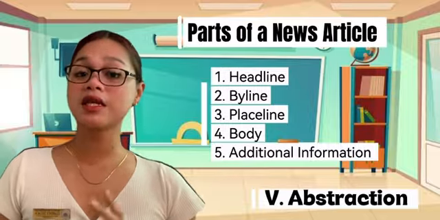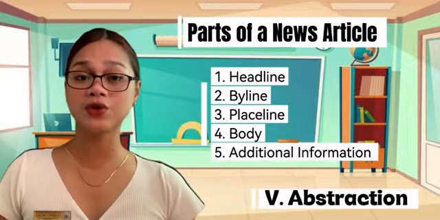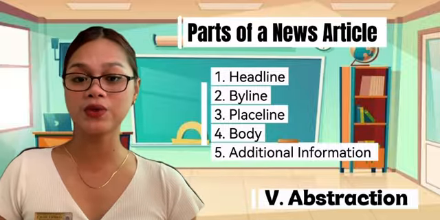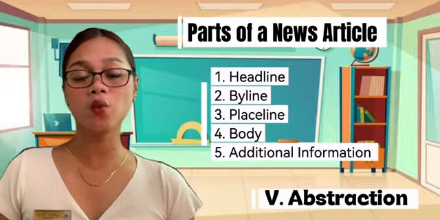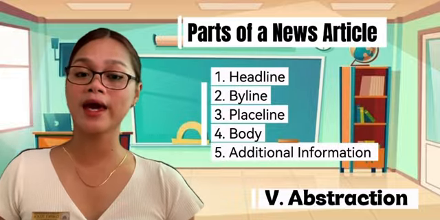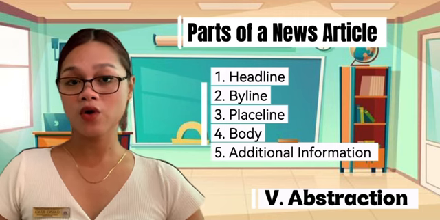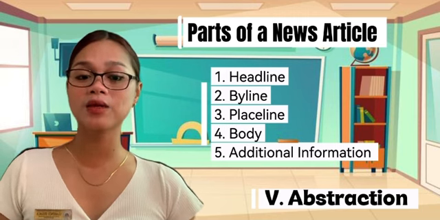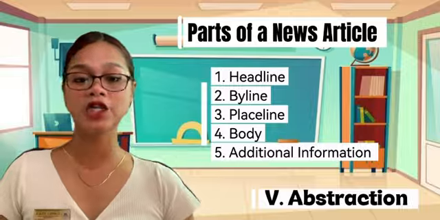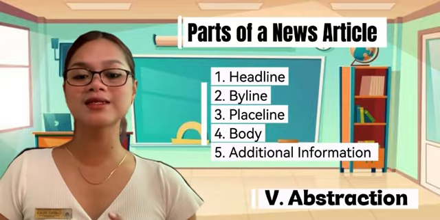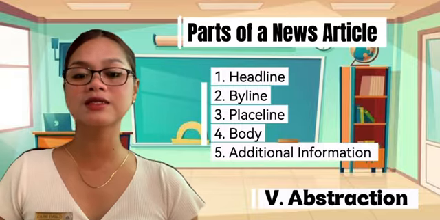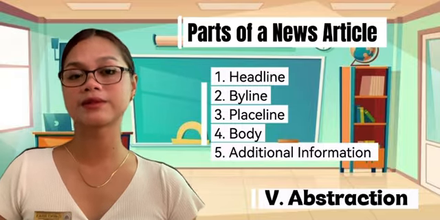The next one is the lead paragraph. This is the most critical part because it must answer the 5 W's: the who, what, when, where, why, and the 1 H, which is the how. And the next is the body paragraphs, or what we call the explanation. It provides the meat of the story, including background details and direct quotes.